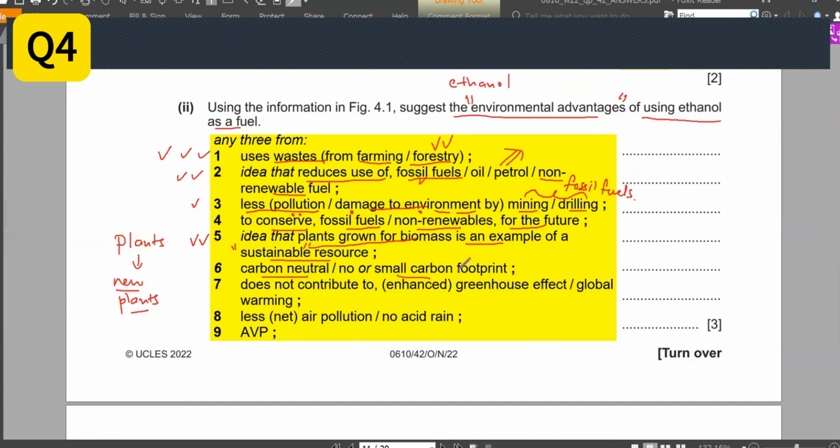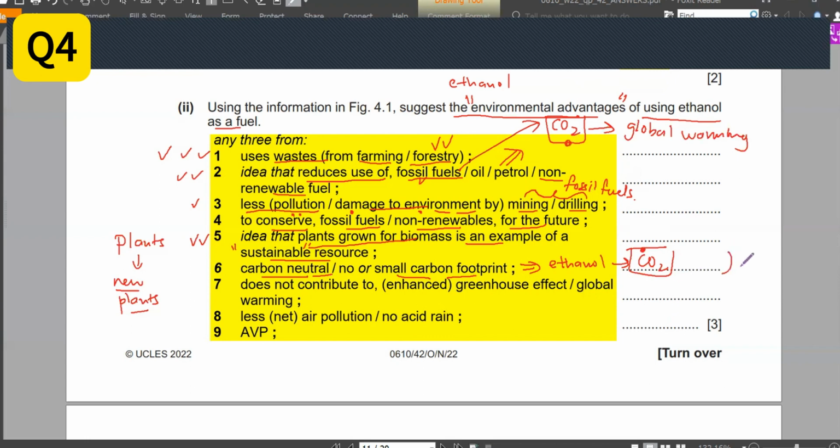Carbon neutral or small carbon footprint. The idea is, okay, if we burn the fossil fuels, it will produce carbon dioxide. So it's actually damaging to the environment because it causes global warming. Okay. So CO2 can cause global warming. So this is not good. But if we use biofuel, it is carbon neutral. Why? If we burn the biofuel, we burn the ethanol, we will get CO2. Yes, we also get CO2. Same problem with fossil fuel, but no problem.